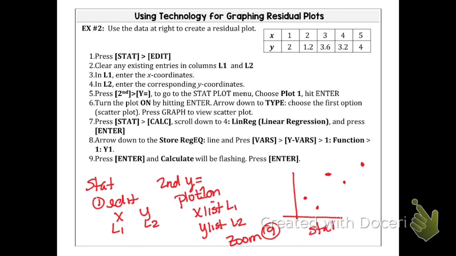Remember, this is where we go to stat, go over to calc, and linear regression is number 4. I'm going to paste it into y1, so alpha trace y1, and calculate. All right, I have to run regression in order to look at the residual plot. So I'm going to make a note up here: you must run regression to have residuals.